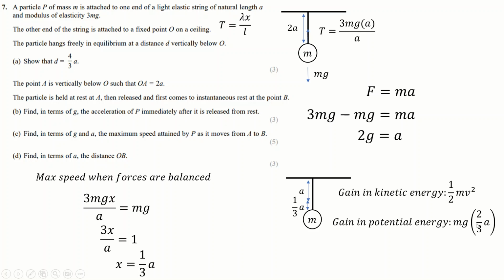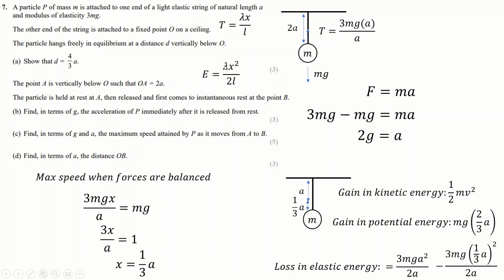And now there is a loss in elastic energy, right? The loss in elastic energy, well, right here, using this elastic energy formula, so just remember these two formulas, they're not in the formula book. Previously, the extension was a, so replace L with an a, obviously, and replace that with that, and you get this. That was the initial elastic energy that was in here. Now there's still elastic energy in here because you've still got a stretch of a third a. So put a third a into here, again put a into there, and put 3mg into there, and we get this.